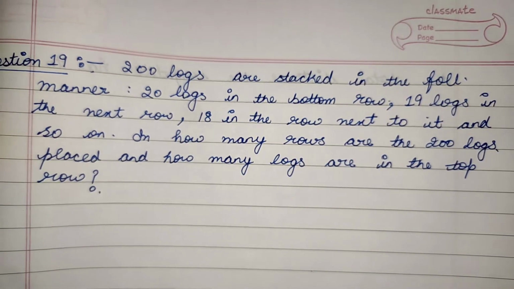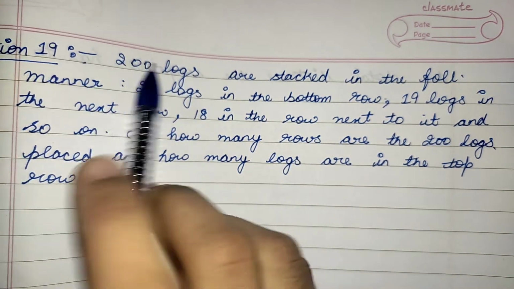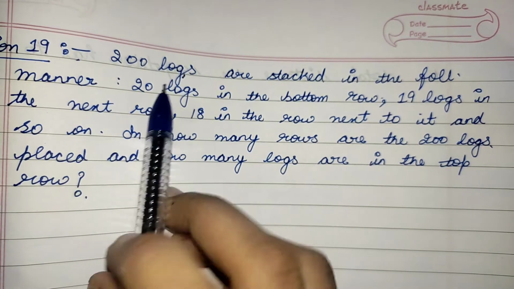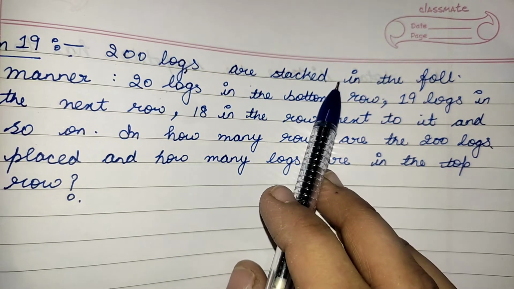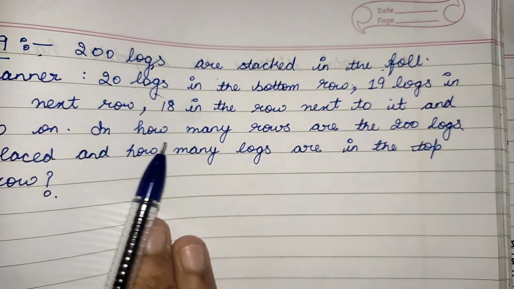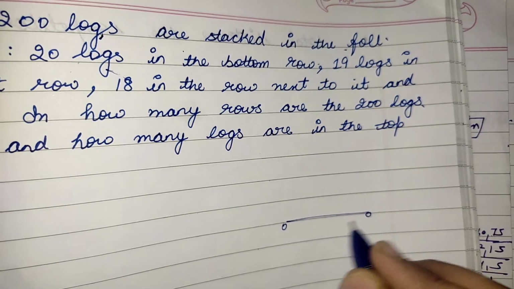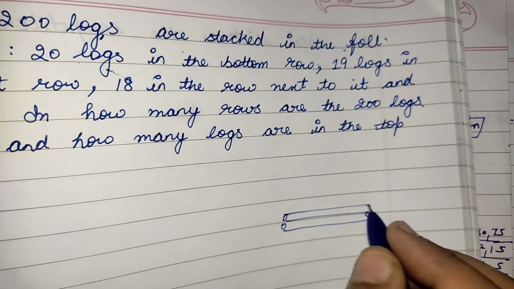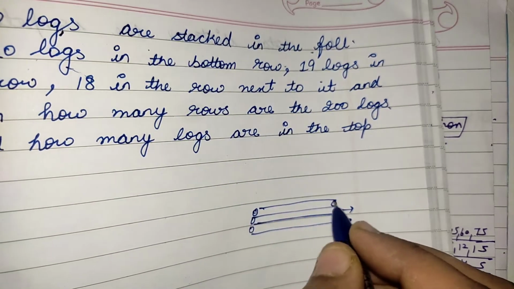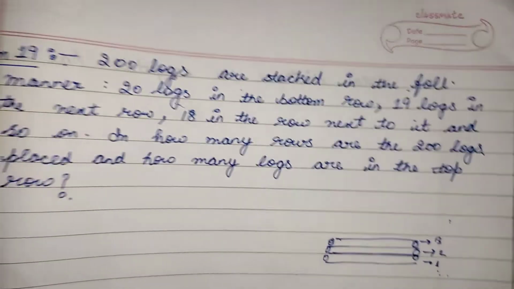Moving to today's very first question of this video, which is question number 19 of chapter number 5 of class 10th and exercise 5.3. The question says that 200 logs are stacked in the following manner. What does that mean? There are some logs in some rows. This is my first, this is my second, this is my third. So this time 200 logs are stacked.